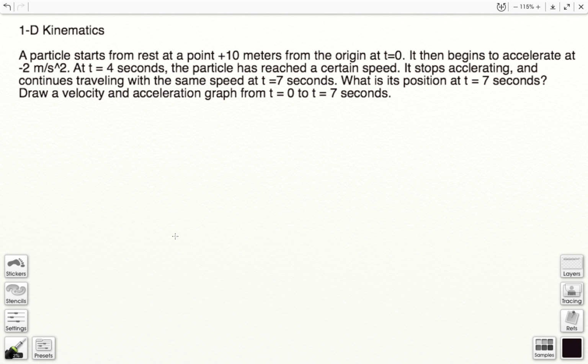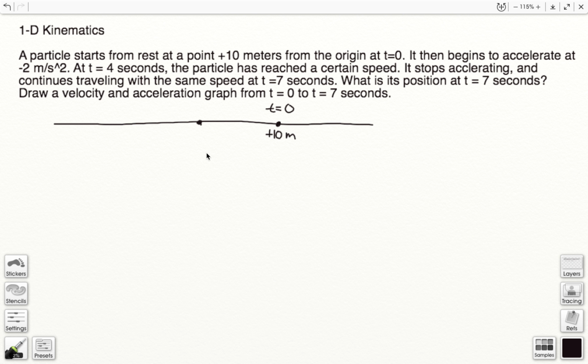In this video, we're going to go over another 1D kinematics problem. In this problem, we have a particle that starts from rest at a point 10 meters from the origin at time equals 0. Let's call this our origin. And right now, we have a particle that's sitting at about plus 10 meters. And this is at time equals 0.